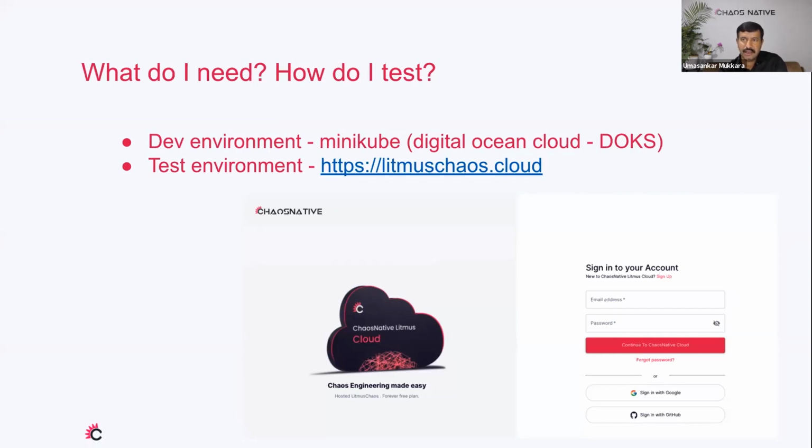Then you just need to have your dev environment, Minikube, or go to DigitalOcean. I'm sure you'll have certain credits or access to DigitalOcean Kubernetes service. So you just deploy your experiment there, connect to Litmus Cloud, and test it. So it's fairly easy. And you can start with this, and we are always there to help.